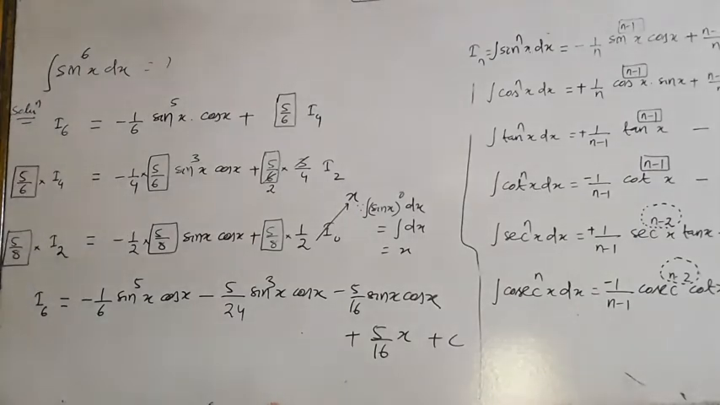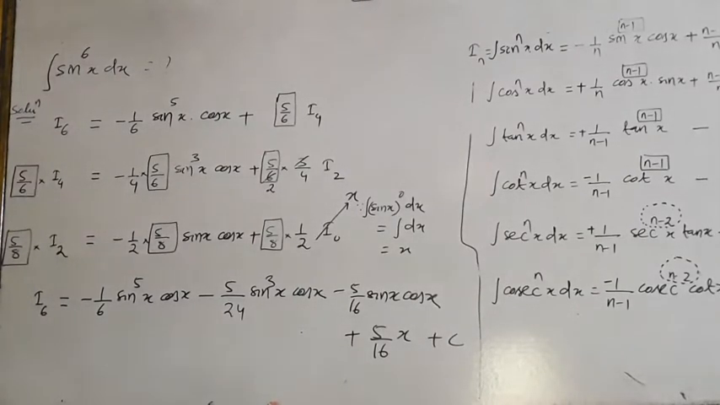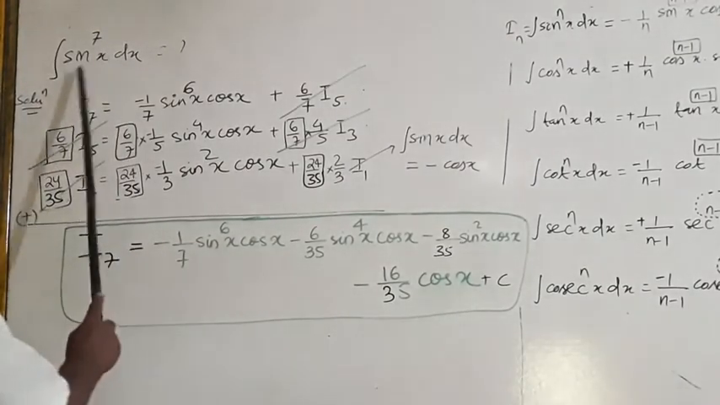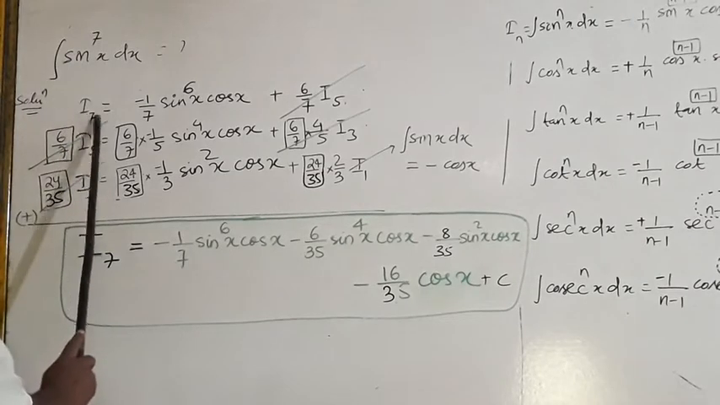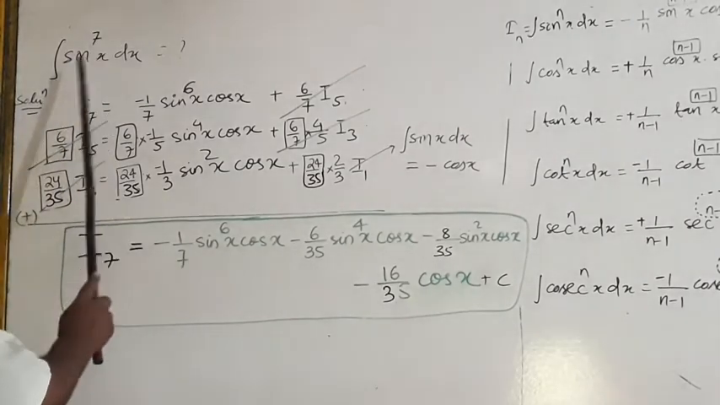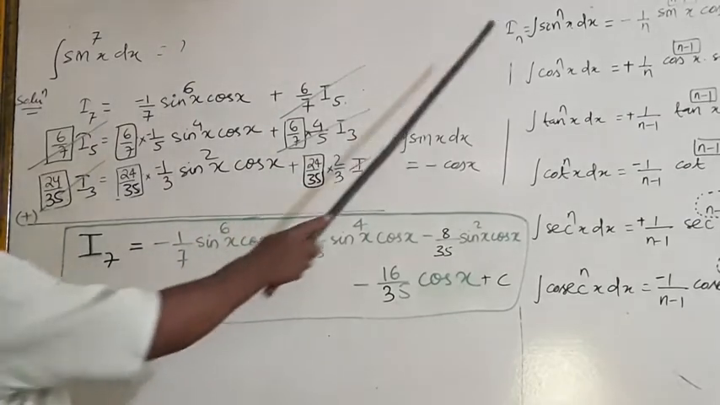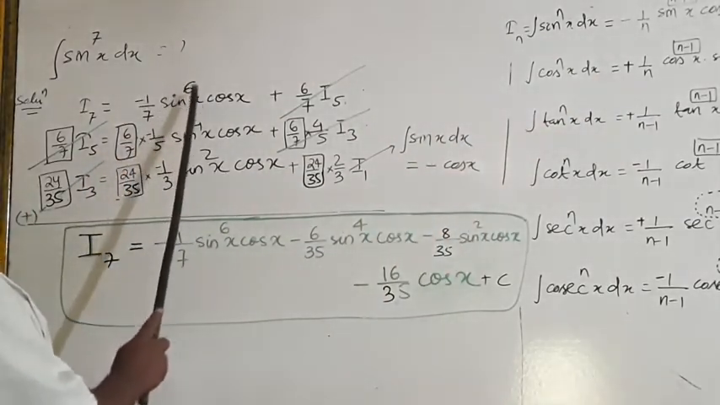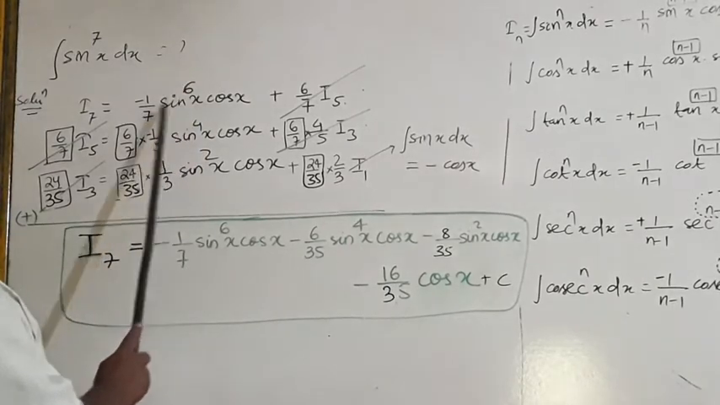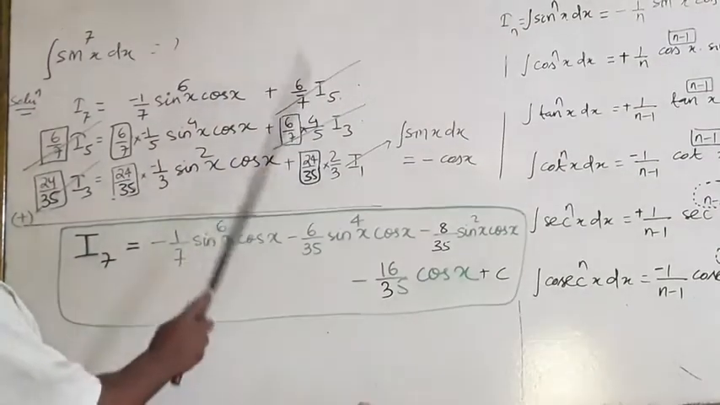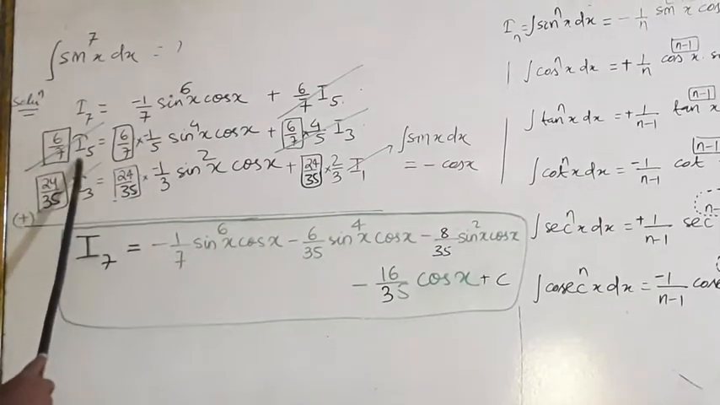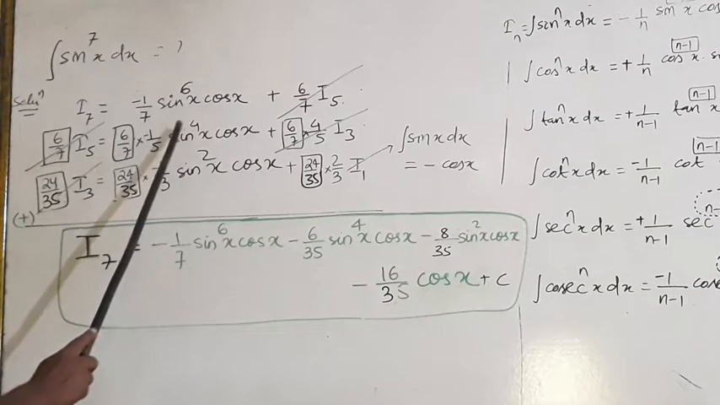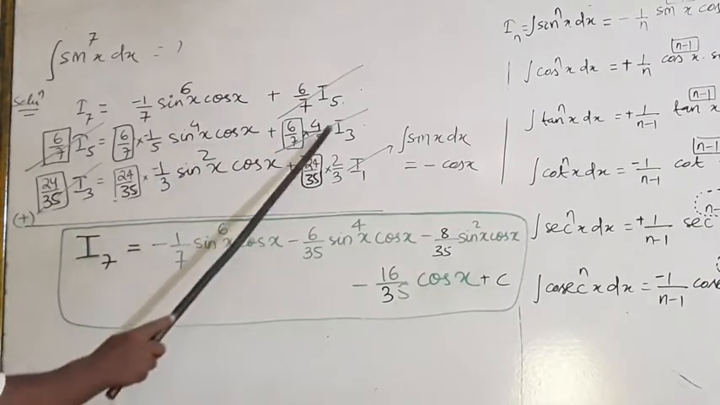Sin power odd you can also do. I am doing another example. Now look at sin power 7. It is power odd. That is I7. I7 is what? Sin power 7 integration. I am taking I7, putting the value of n equal to 7 in this place. It is minus 1 by 7 sin power 6 x cos x plus 6 by 7 I5. What is I5? I5 is minus 1 by 5 sin power 4 x cos x plus 4 by 5 I3.